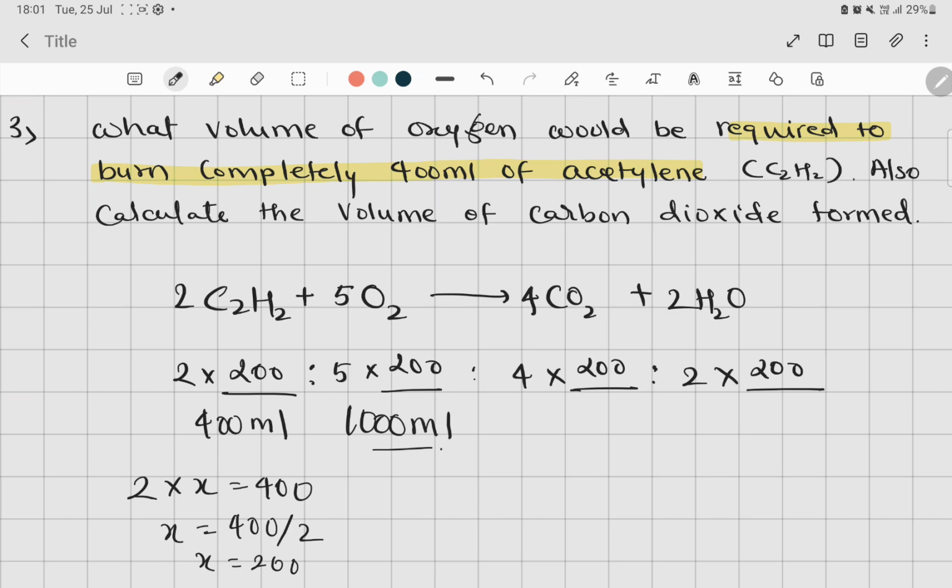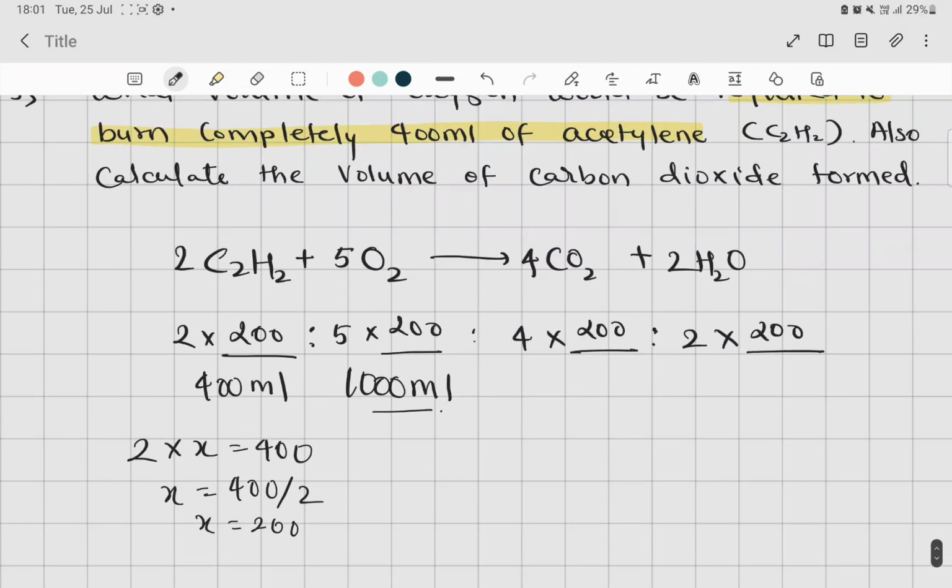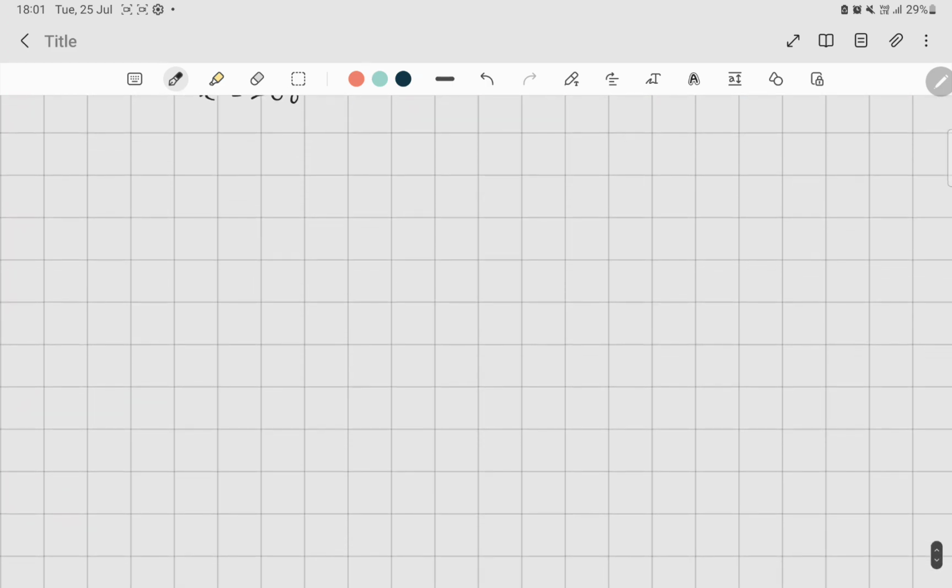So the answer is very simple. They have also asked us to calculate the volume of carbon dioxide formed. This is also very simple: 4 into 200 will be 800 ml. If they had asked about the volume of water, that is also simple: 2 into 200 is 400 ml. Now we have to write the answer.